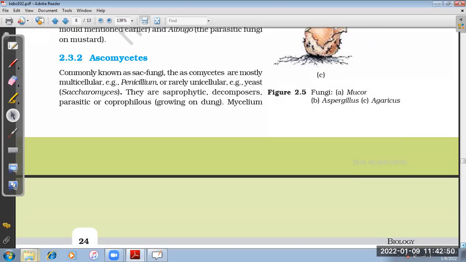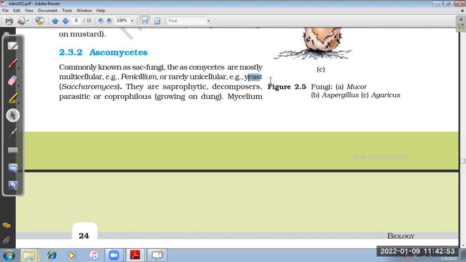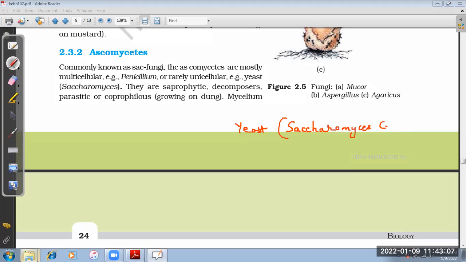Now, Ascomycetes again. Penicillium, I told you. Correct? Yeast. Yeast also belongs to Ascomycetes. Do you know the scientific name of yeast? Saccharomyces cerevisiae. This is the scientific name of yeast. They're saprophytic, they're decomposers, they could be parasitic, or they could be coprophilous. Coprophilous means they grow on dung, cow dung.